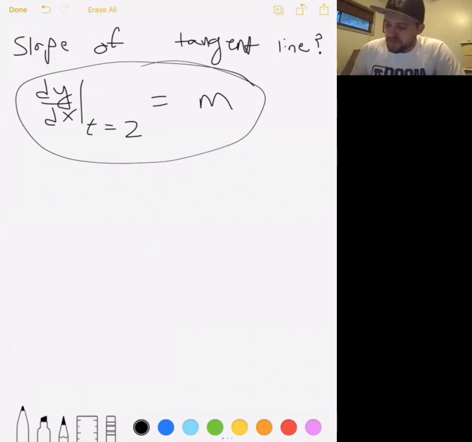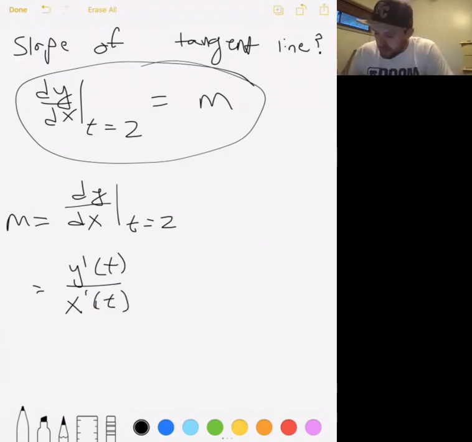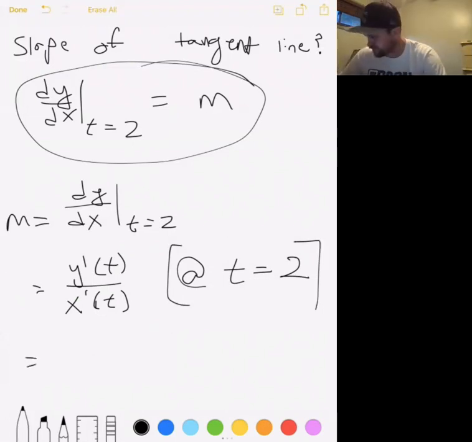So let's solve for m here, right? We've said m is going to be equal to dy dx at t equals 2. Well, what's dy dx? We learned that dy dx is y prime of t over x prime of t. And so, again, we're going to take this and evaluate it at t equals 2. I'll remember that's where we want to be here.